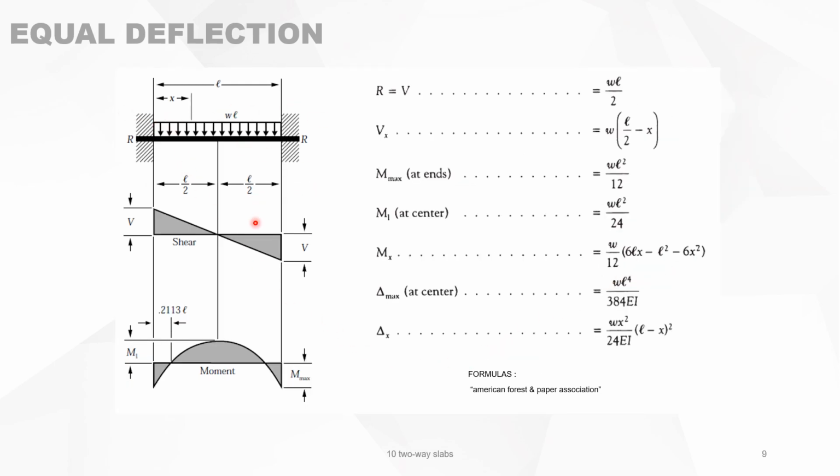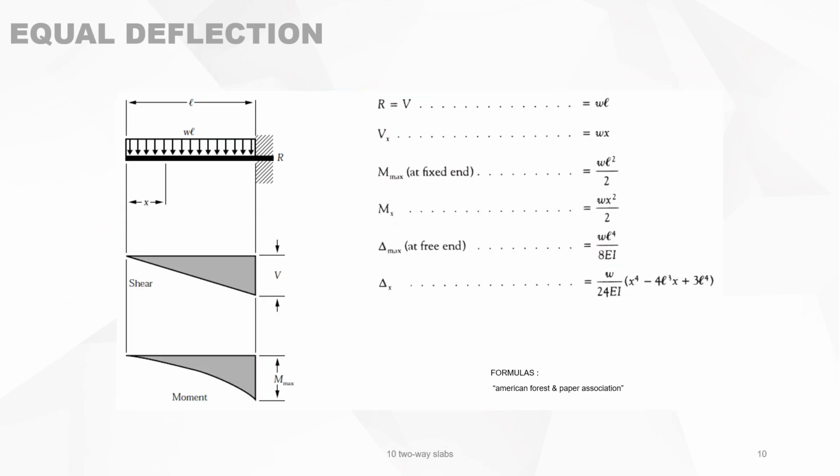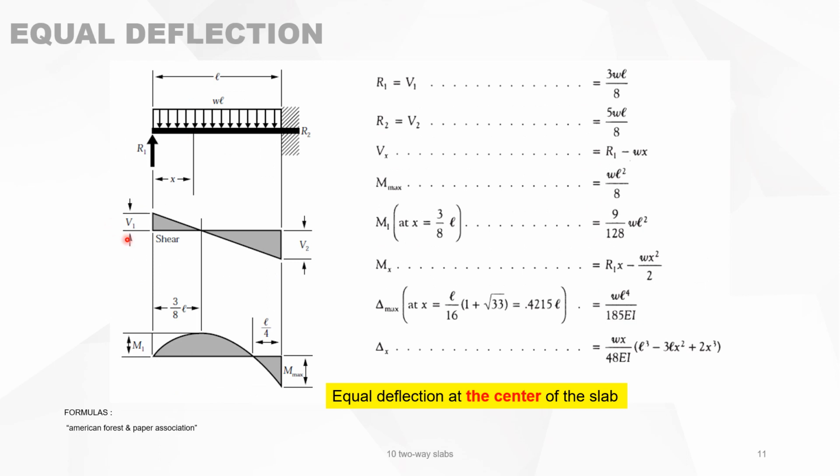When it's clamped, you also have similar formulas. Now, you must be careful when one side is, for instance, simply supported and the other one is fixed. This is not a symmetrical situation, so the deflection that we are looking for is not the maximum deflection, but the deflection in midspan. So you have to take this formula and take x equal to L over 2. So it's always the equal deflection at the center of the slab.